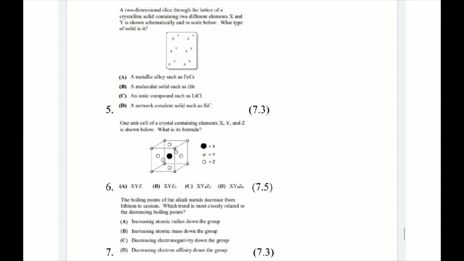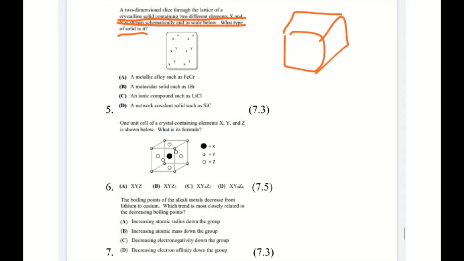Number 5, a two-dimensional slice through the lattice of a crystalline solid containing two different elements X and Y is shown schematically and to scale below. What type of solid is it? Now this might be confusing, but basically you have a crystalline solid, which I'll draw as a cube, and someone took a slice of it, or a cross-section, and now you have this.